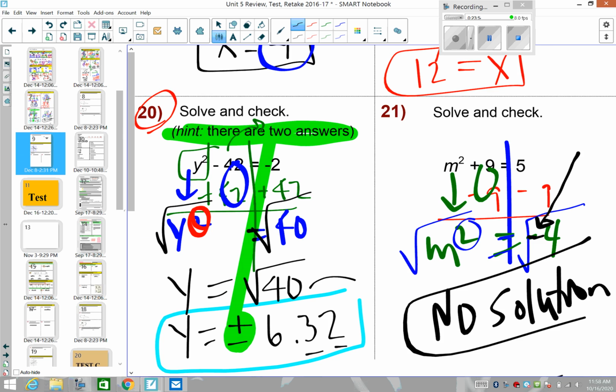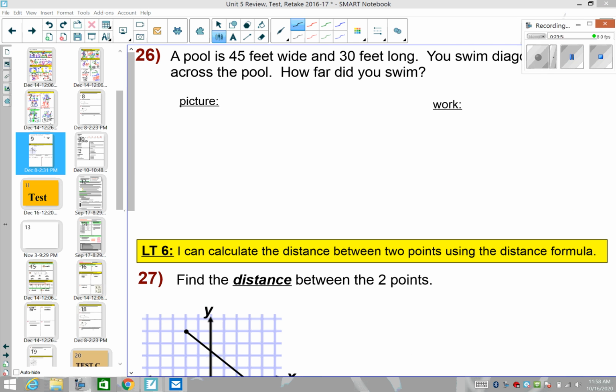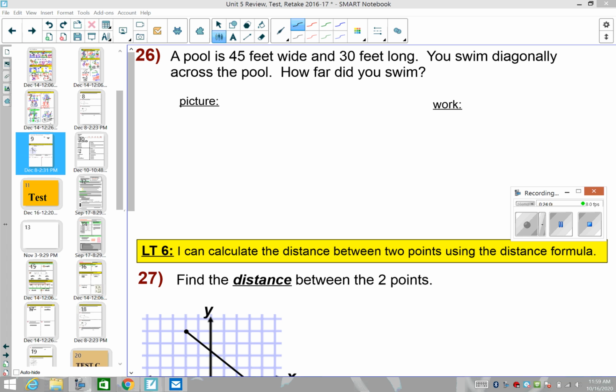All right, here we go. Let's wrap it up. Last page then. A pool is 45 feet wide and 30 feet long. You swim diagonally across the pool. How far did you swim?